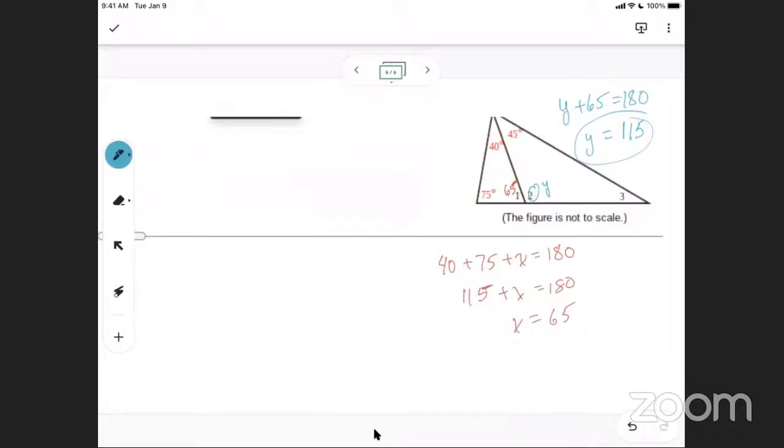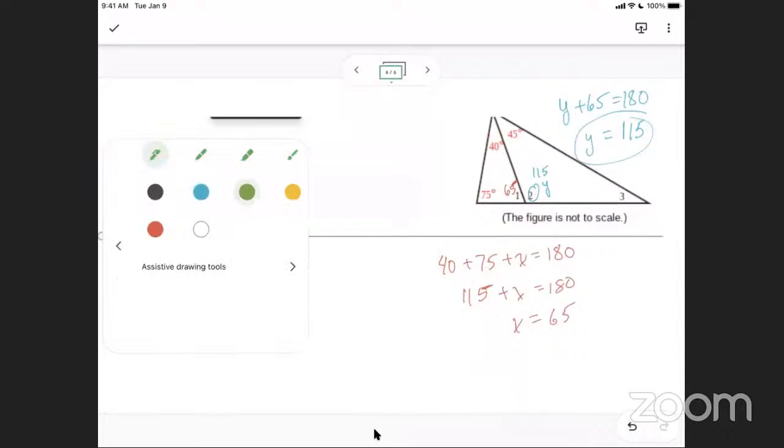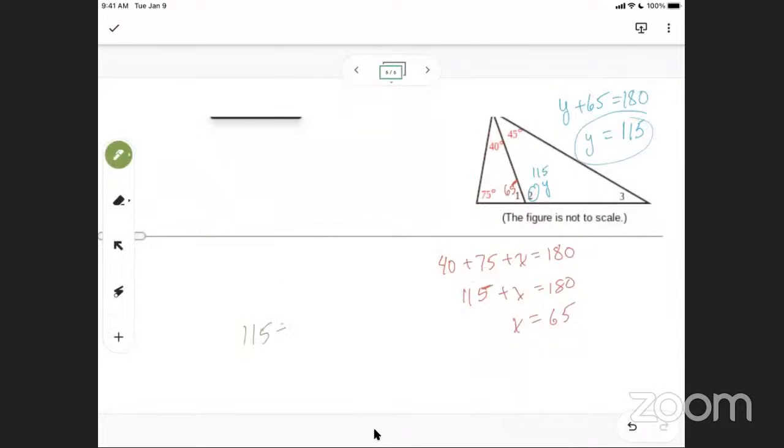And then now, how can I find number 3? You can find number 3 by doing 115 plus 45 plus z equals 180. We'll call it z because we already used x. So 115 plus 45 is 160. 160 plus z equals 180. So what is z? 180 minus 160, which is 20. Perfect. You got it. That's it. All right, so go back through and watch those videos.